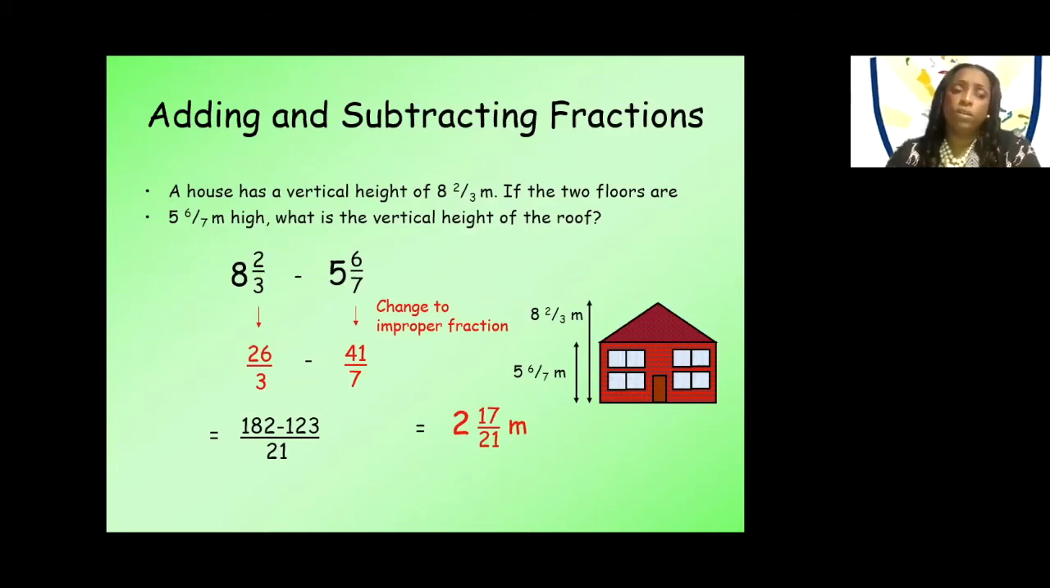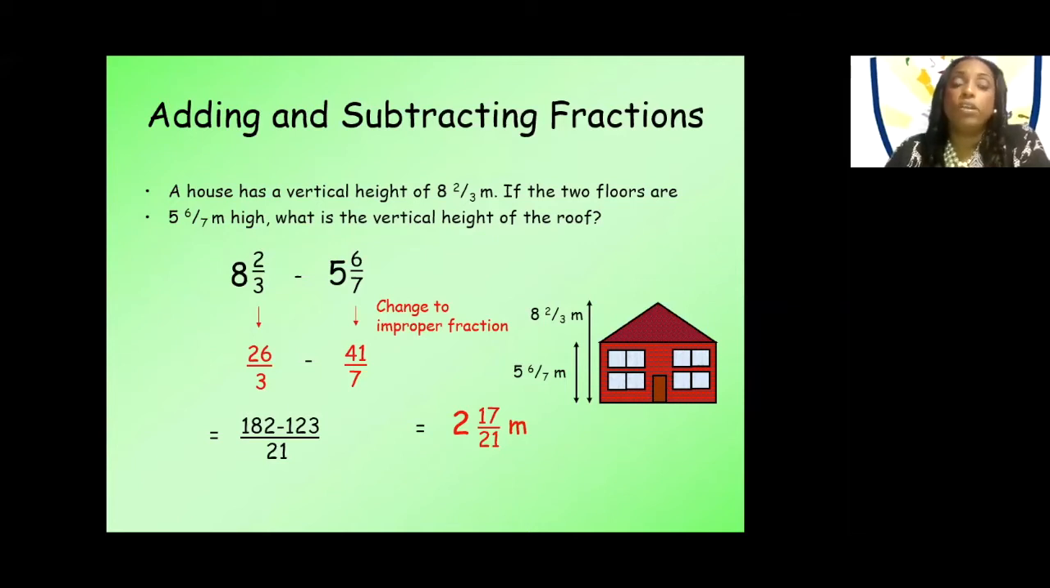Now, look at what we have here. We have 26 over 3 being subtracted from 41 over 7. Those denominators look different to me. Because they're different, I am going to find the LCM of 3 and 7, which is 21.